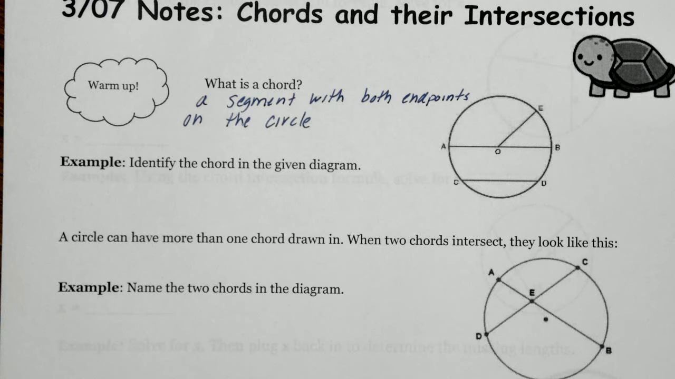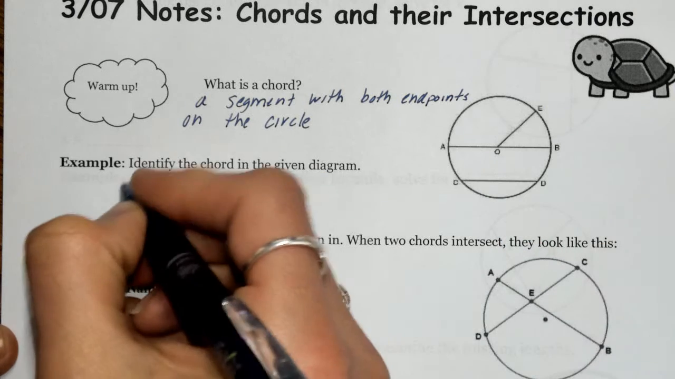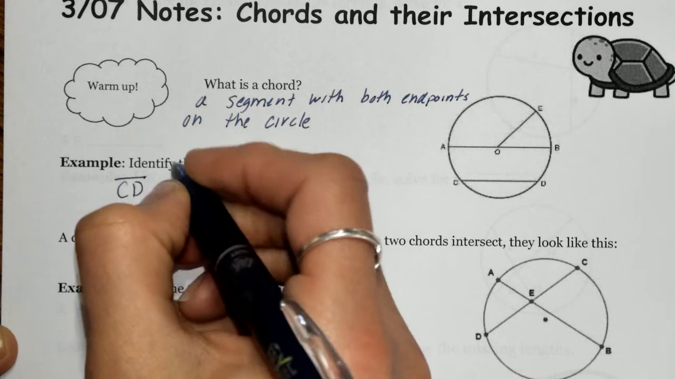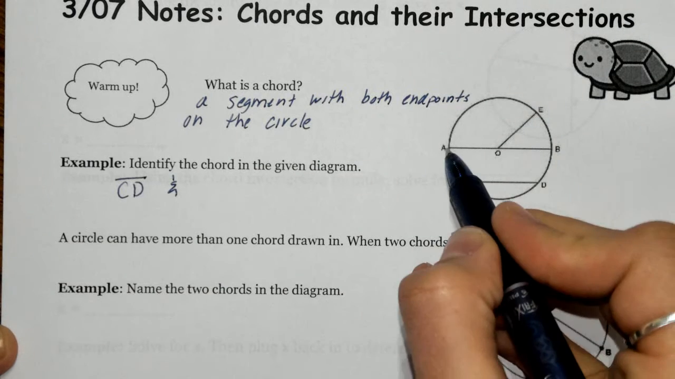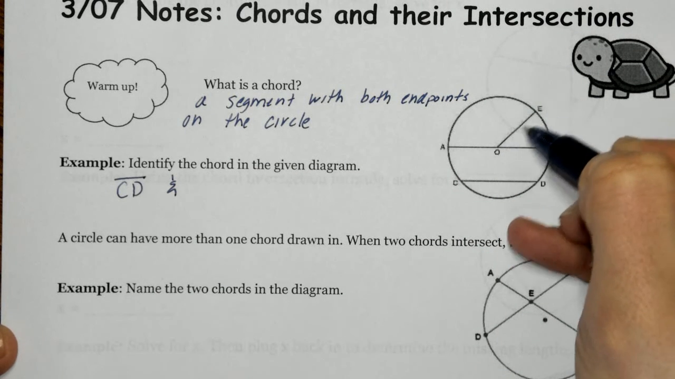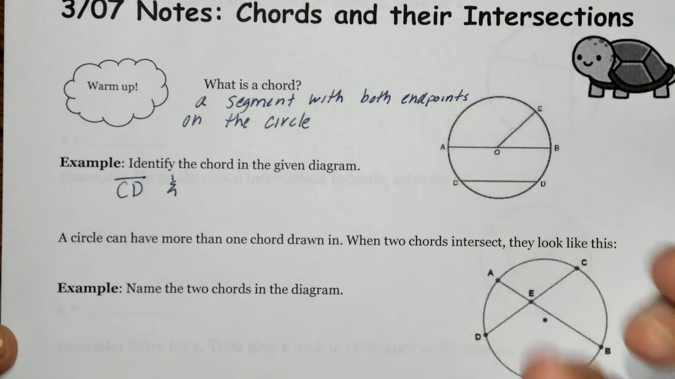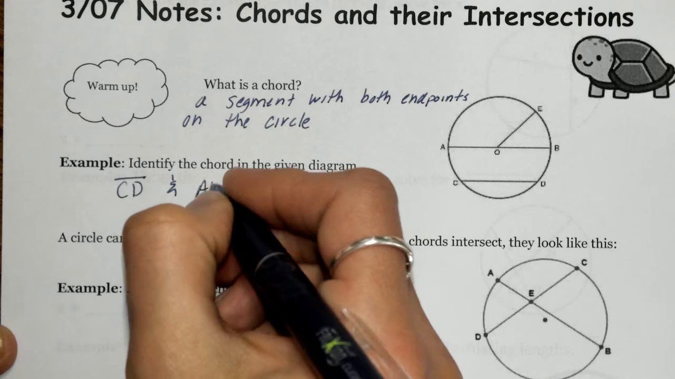We're going to identify a chord in the given diagram. Here we have segment CD, but we also have segment AB. Segment OE, I think it's supposed to be an O at the center, is only the radius, so it's not a chord. It has to be on that circumference. Segment AB can also be called a chord.